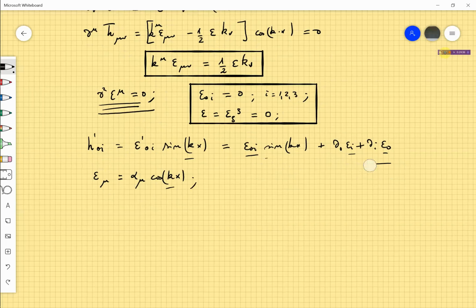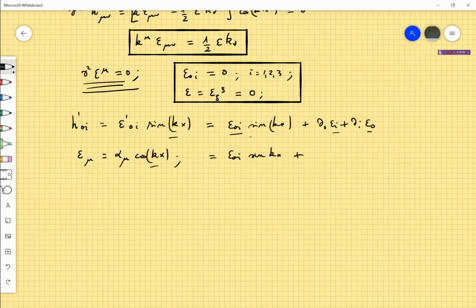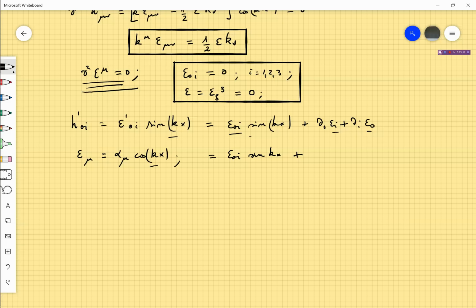So having made this choice, we have that this is still epsilon 0 i sine kx. Then we have the derivative of epsilon i with respect to x0, and this gives us a minus alpha i, because it is epsilon i, and then k0. And because this is symmetric, this will give us alpha 0 k i.